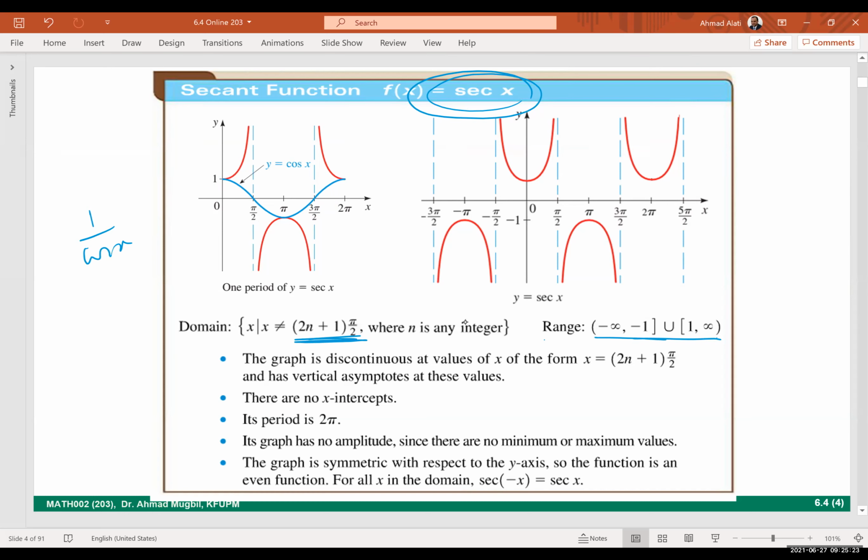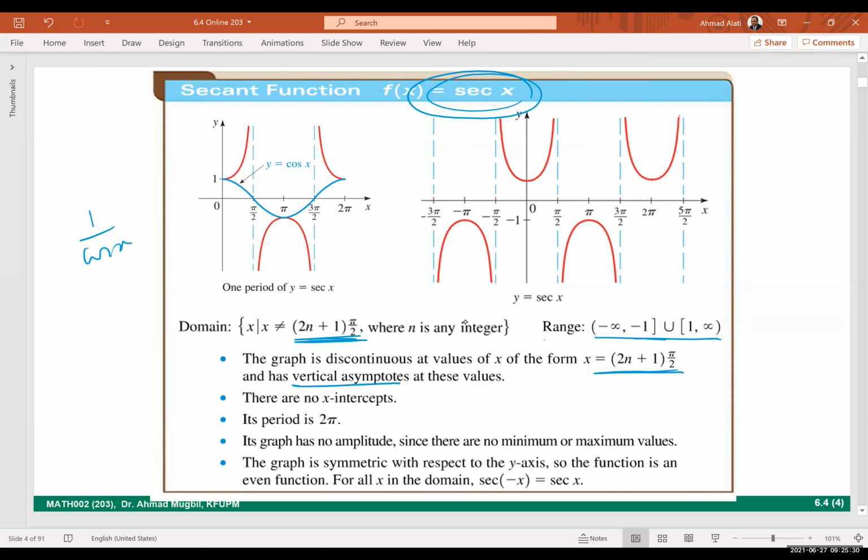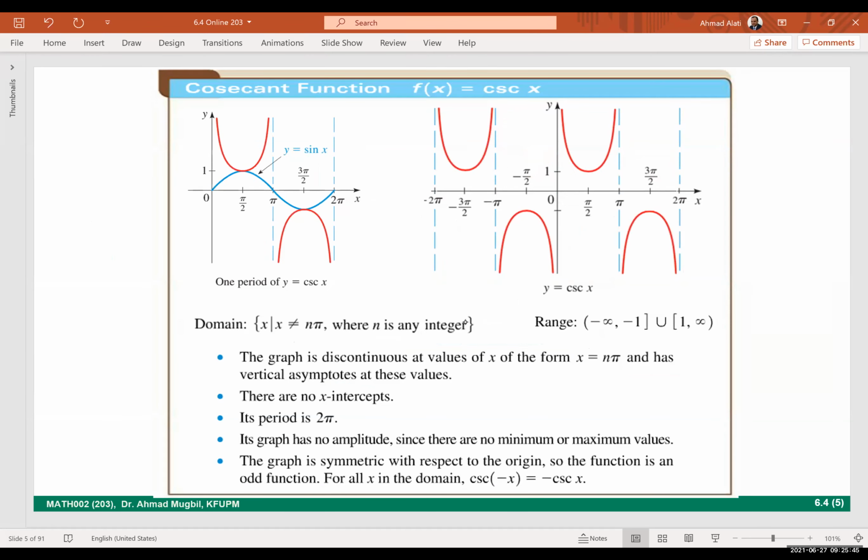And the range is from negative infinity to negative 1 and from 1 to infinity. Now, what is special about this function is that it has vertical asymptotes. What are the vertical asymptotes? They are the numbers that you exclude from the domain. So they are the zeros of cosine. Wherever cosine is 0, these will be vertical asymptotes for secant. The same, I think, guys, for cosecant, but here you will use the graph of sine as a guide.